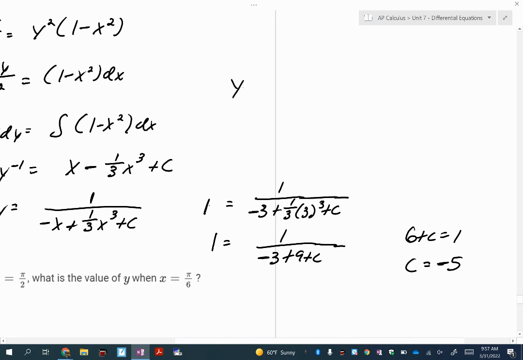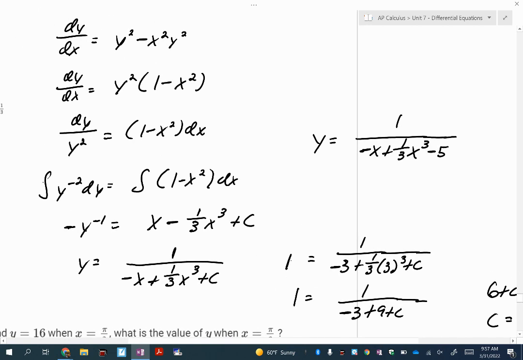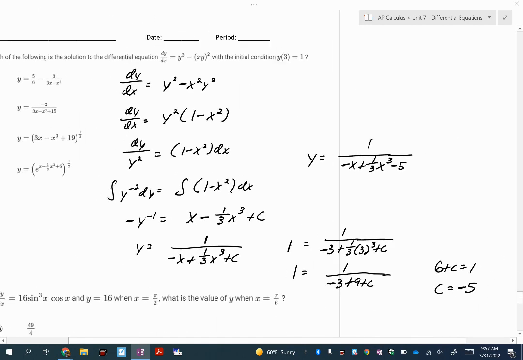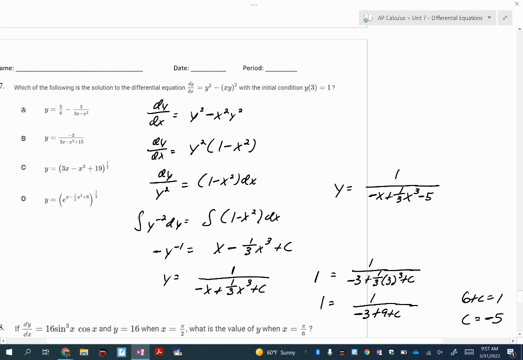So my answer that I'm going to write, if this is not the AP exam, is y equals 1 over negative x plus 1/3 x cubed minus 5. So that's my answer for my y function. You'll notice it doesn't look like this one, doesn't look like that one. So it's really between A and B.